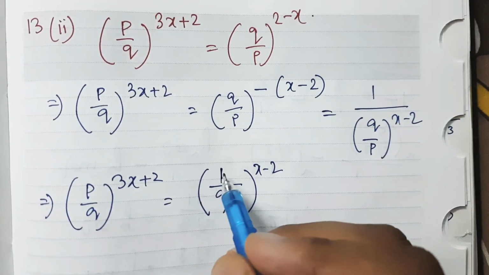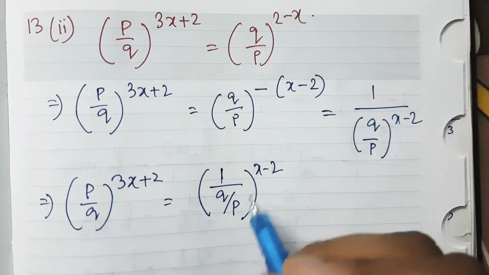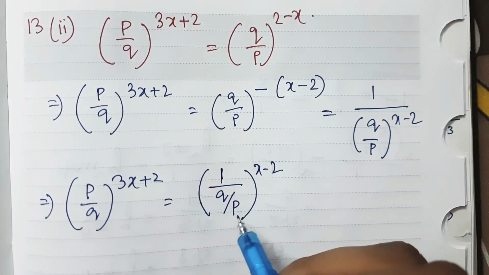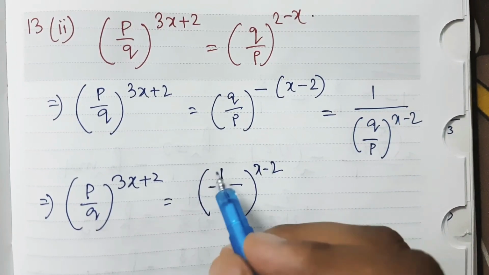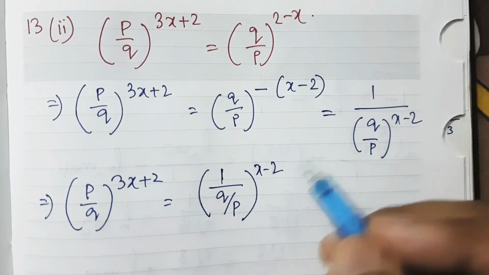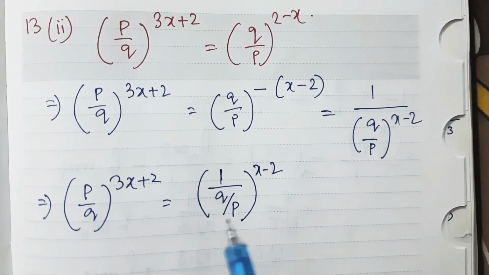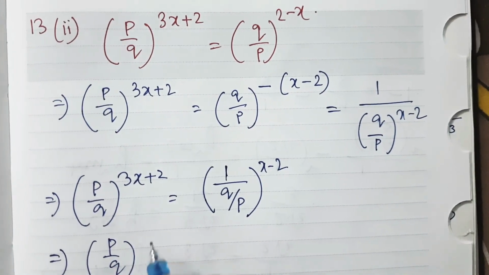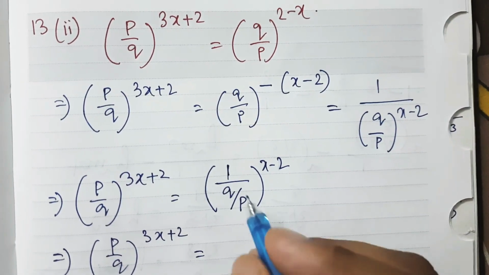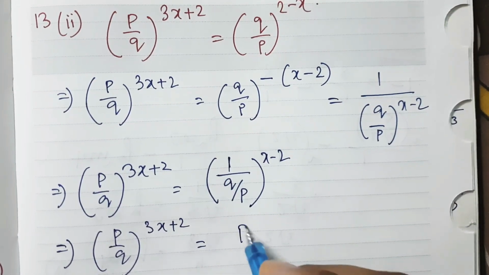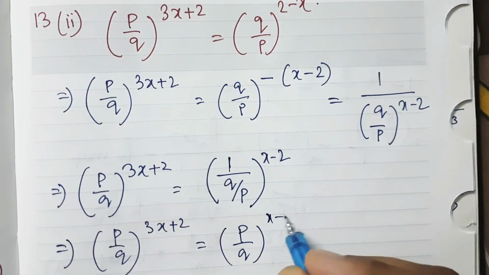If you break this term, it will be 1 to the power this divided by (q/p) whole to the power x minus 2. So 1 to the power this is again 1. And see, these two are matching, isn't it? So this is the trick. Now (p/q) whole to the power 3x plus 2 is equal to, now 1 by (q/p) will get flipped. So (p/q)^(x minus 2).